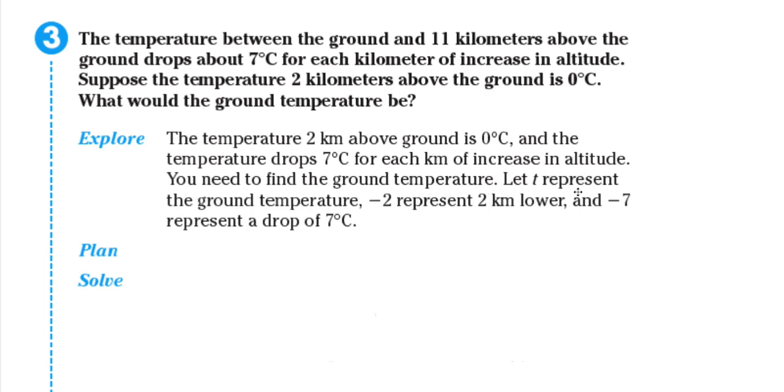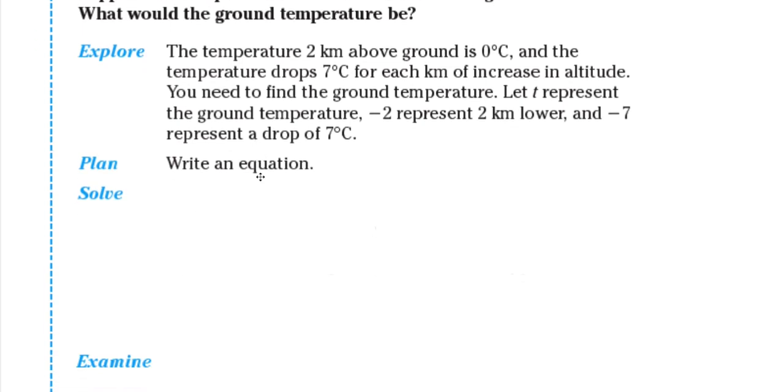Let T represent the ground temperature. Remember, in any word problem, we need to define the variable. In this case, since we are trying to find out the ground temperature, we let T represent the ground temperature. Okay? Negative 2 represents 2 kilometers lower, and negative 7 represents a drop of 7 degrees. Now, our plan to solve this problem is simply to write an equation. Okay? And in writing our equation, this is what we come up with.